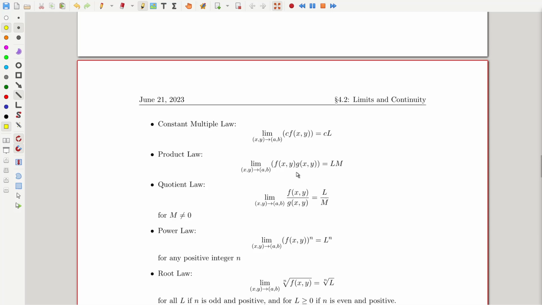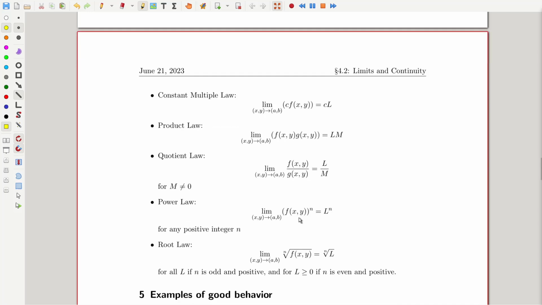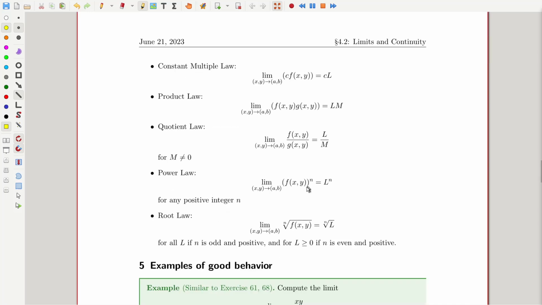Product and quotient of limits, or of functions. The limit splits over products of functions, it splits over quotients of functions, and then there's the power and root law. The way I think about these is that you can pass the limit through continuous functions. You can pass it through the power function in this case, and the root function in this case. You can pass the limit through it and take the limit of the inner function.